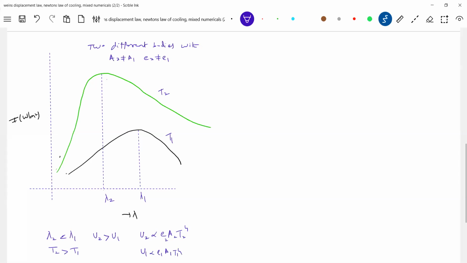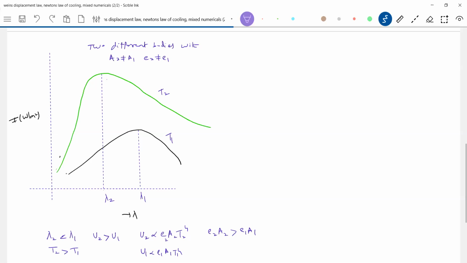So what we have is T2 greater than T1, E2 greater than E1. Can we say anything about E2 and A2? Definitely I can say that E2A2 should be greater than E1A1. I'm not sure about E2 and E1, I don't know further. The product E2A2 is greater than E1A1.